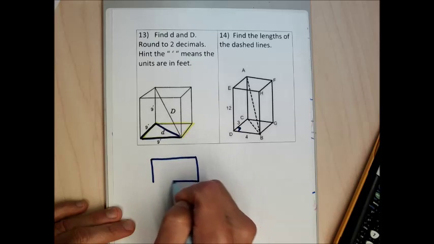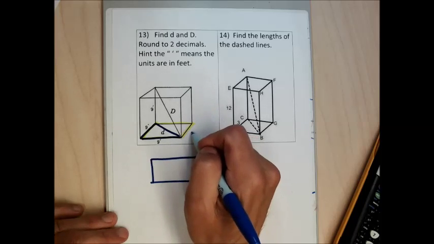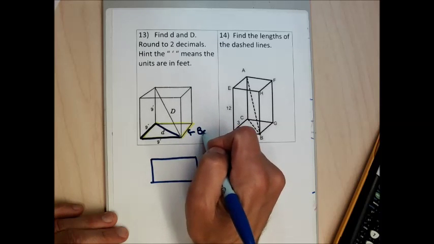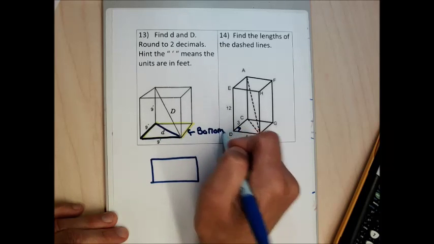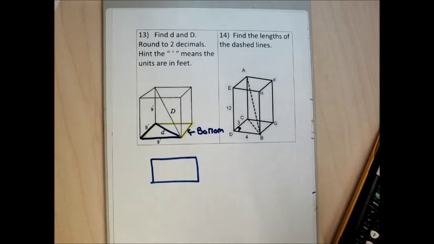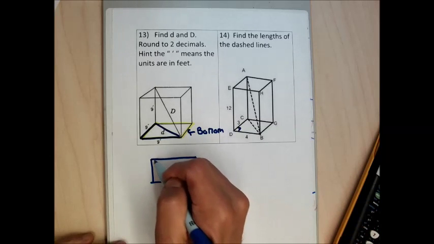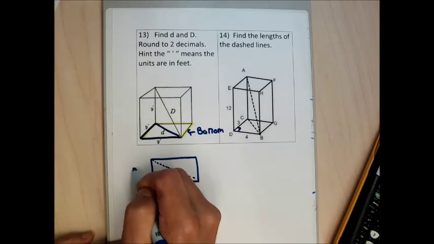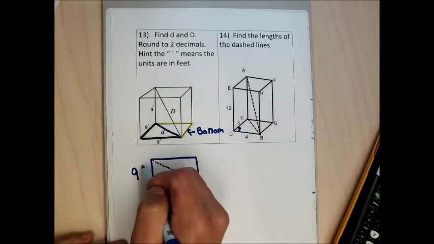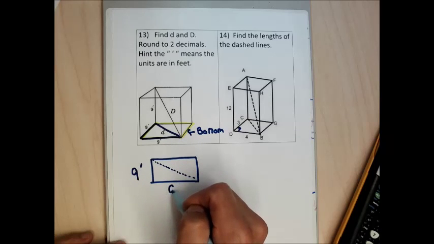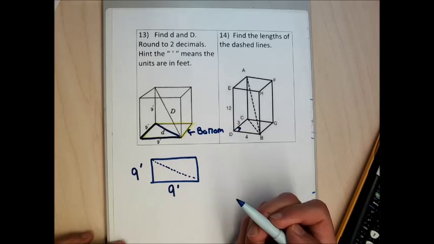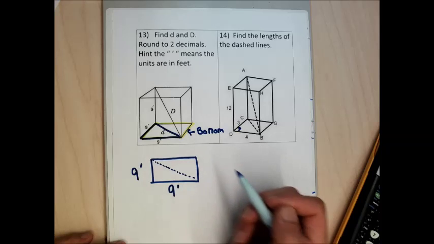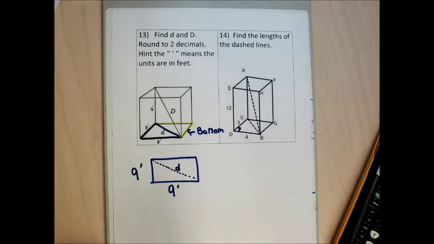So what I just drew in pink, I'll call this the bottom. That bottom is supposed to be a perfect rectangle. It kind of gets distorted when you draw three-dimensional. And then the legs are supposed to be 9 feet and 9 feet. That little 1 mark would mean feet. If you had 2 dashes, it would mean inches. And then I'm looking for a little d.